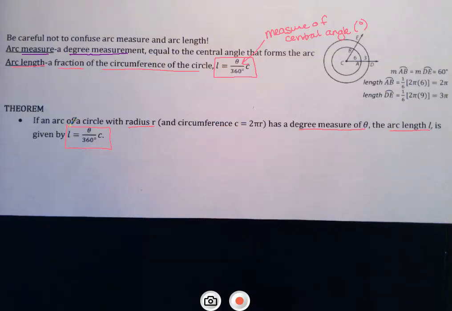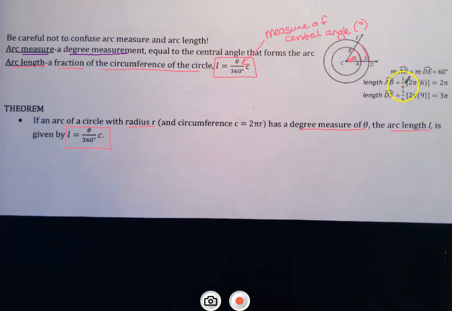All right, and the reason that it's important is, if we look at these, the measure of arc AB and the measure of arc DE is 60 degrees, because that's the central angle measure. So those arcs are both the same. However, the length of the arc is different because the circles are different sizes.